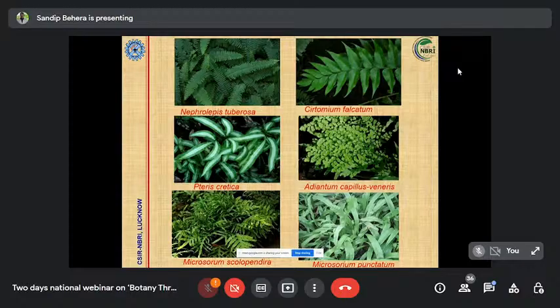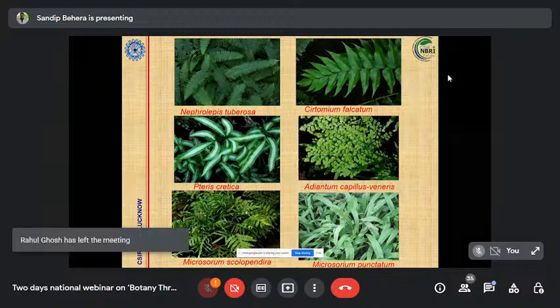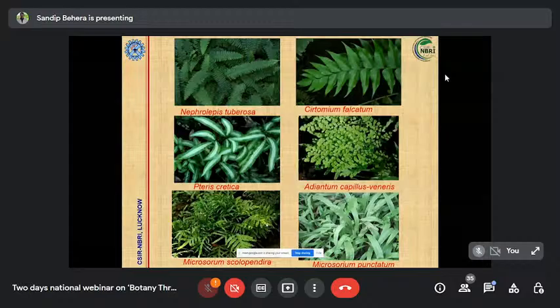And this is Microsorum scolopendria. Recently from this Microsorum scolopendria, an insecticidal protein has been discovered by our proteomics group, which has been published in Nature, and which is very effective against whitefly, from two plants, from Microsorum scolopendria and another, Tectaria cadevera. I have not shown the picture. And this is another form, Microsorum punctatum. This is also a rare plant, and it also has medicinal property.